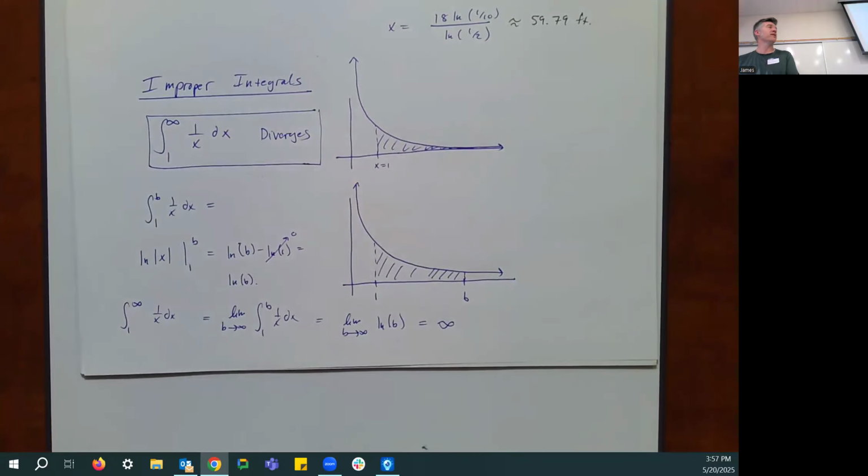If the limit of the integral is not equal to a finite number, or in other words, if the limit does not exist, infinity being one of those things that doesn't exist, we say the integral diverges.